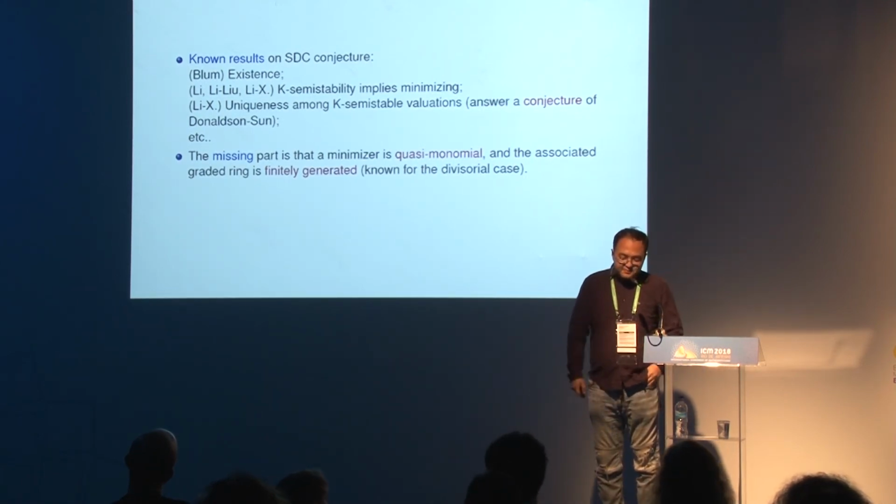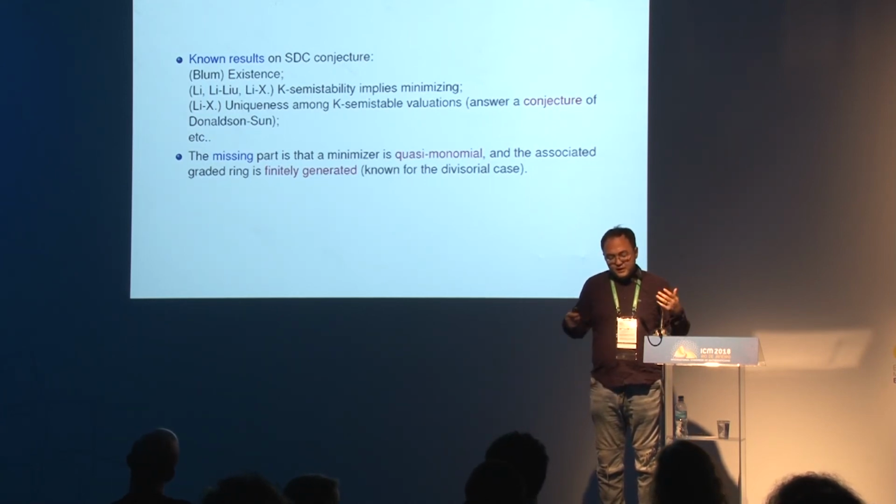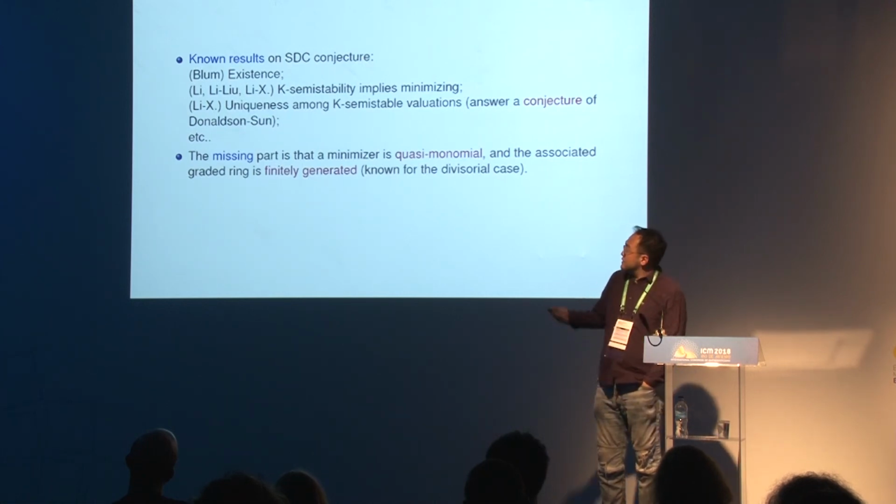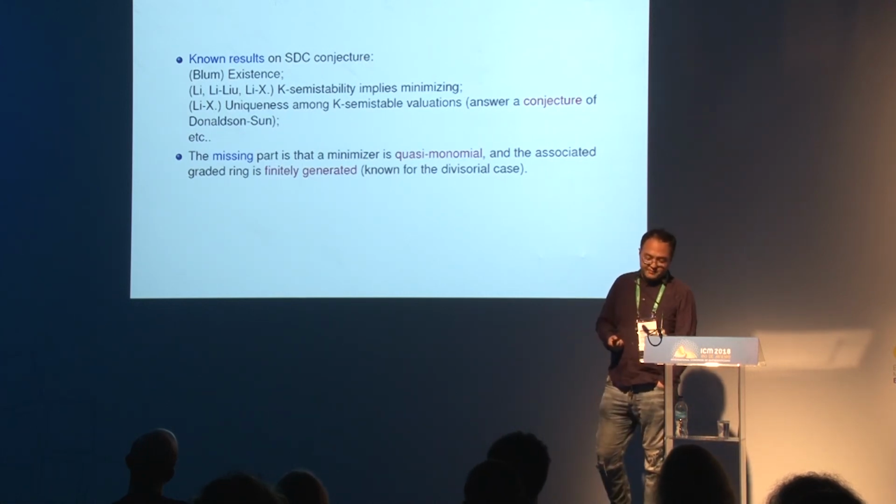And the last part, Chi Li and myself, we proved the uniqueness, but we didn't prove the uniqueness among all the minimizers. We only proved the uniqueness among the K-semistable valuations. So in the second step, we already showed K-semistable is a minimizer.